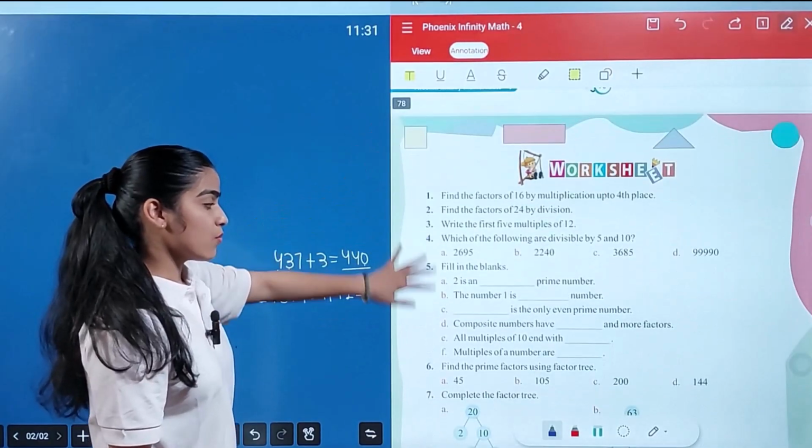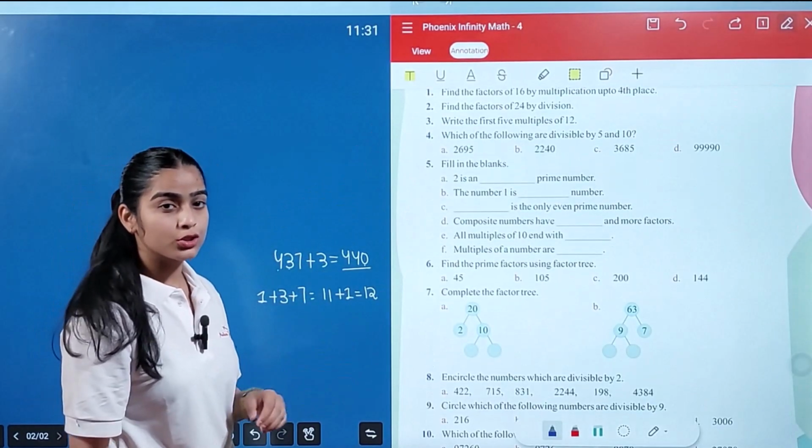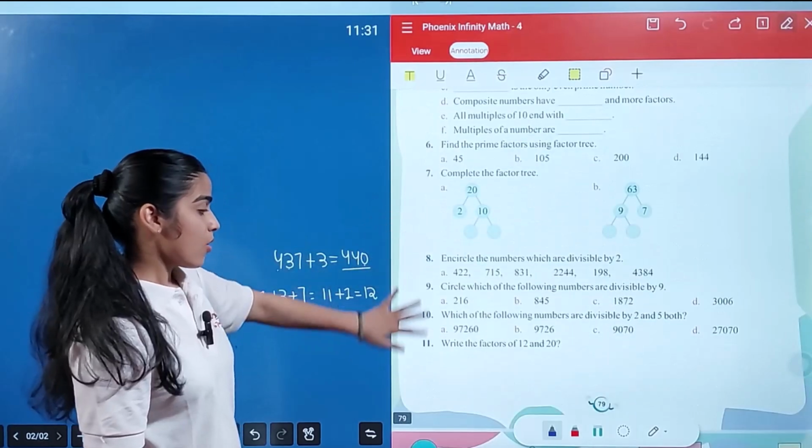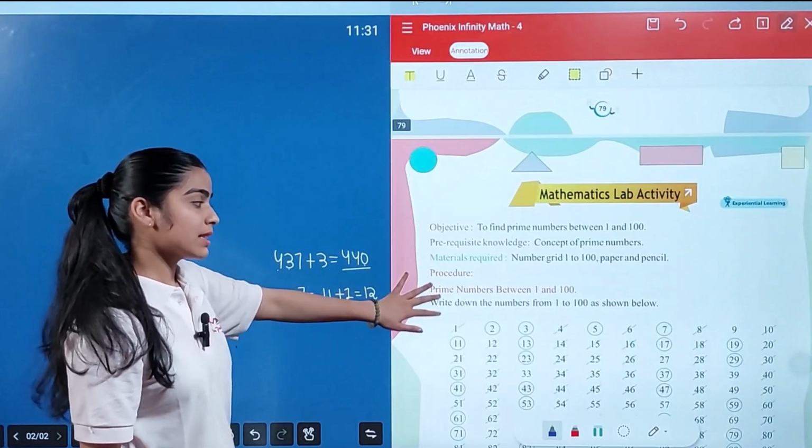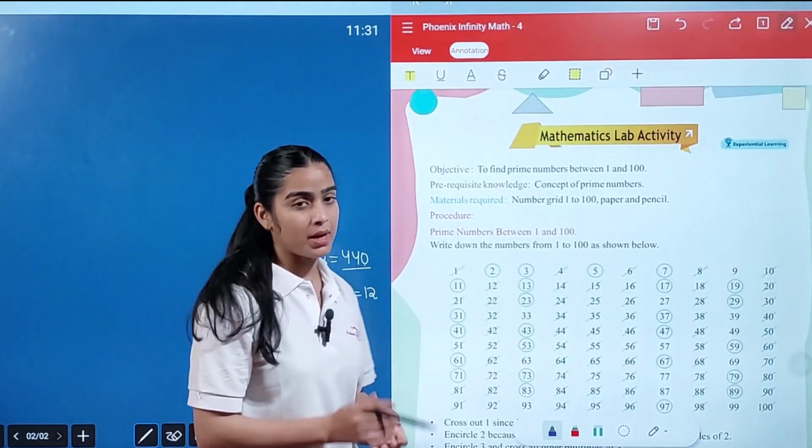After this, you have your worksheet where you have to do the questions which you did in your exercise. Okay, after this, you have your mathematics lab activity which you have to perform in your maths lab.